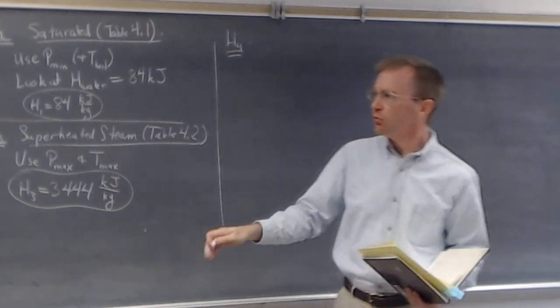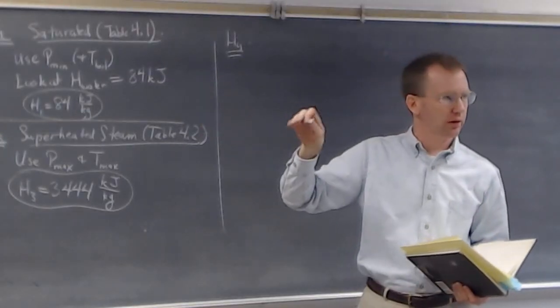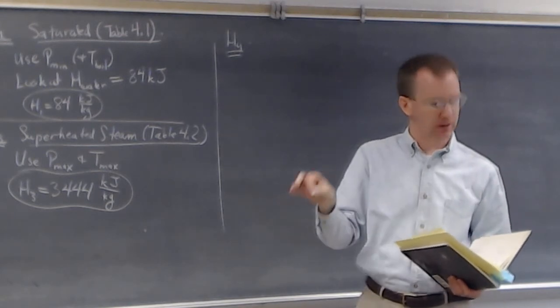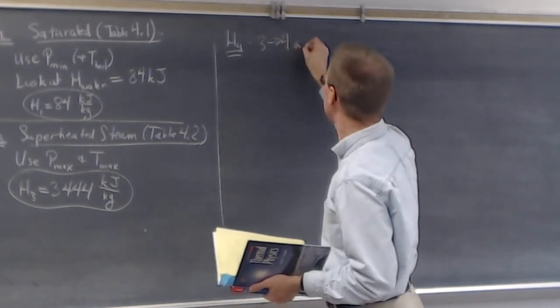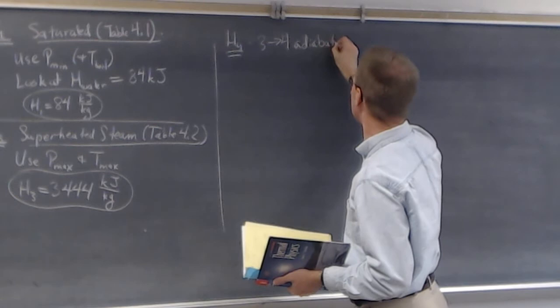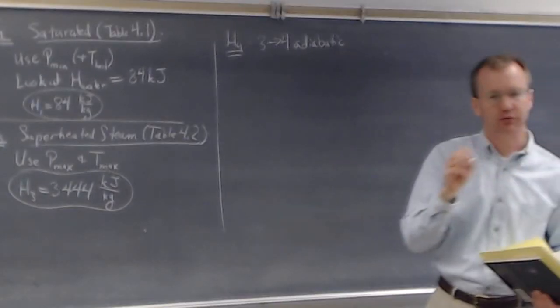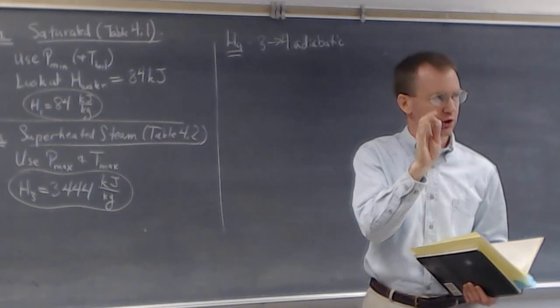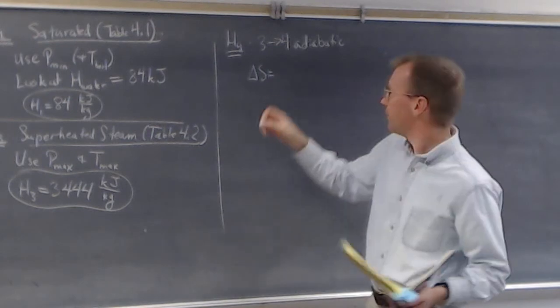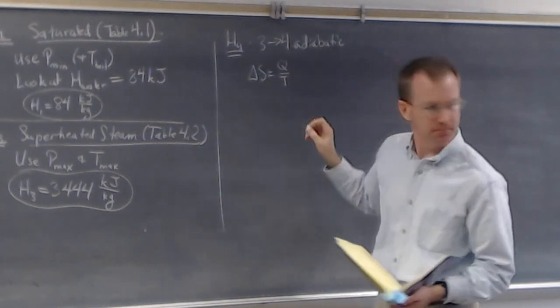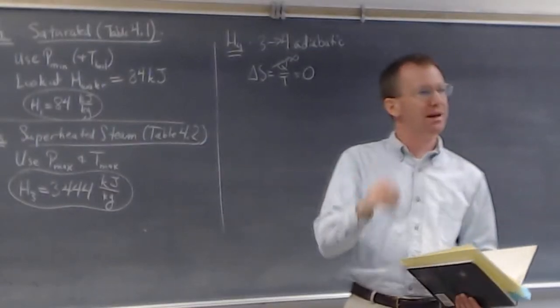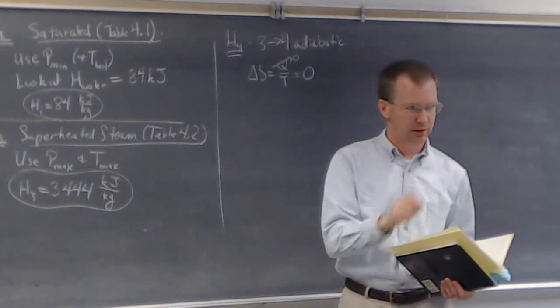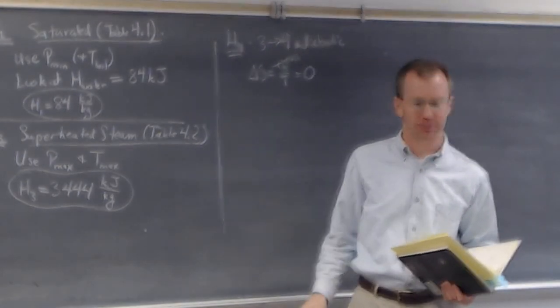Okay. Now, when we went from point three to point four, going through the turbine, this is an adiabatic transformation. Since three to four is adiabatic, and adiabatic means that there is no flow of heat, Q equals zero. Since for a quasi-static transformation, delta S is Q over T, and since this is adiabatic, Q equals zero, which means delta S equals zero, which means there's no change in the entropy as we take the steam through the turbine.